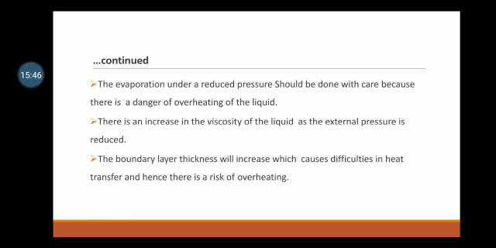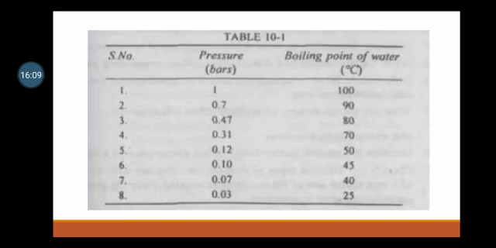Evaporation under reduced pressure should be done with care because there is a danger of overheating of the liquid. There is an increase in the viscosity of the liquid as the external pressure is reduced. The boundary layer thickness will increase, which causes difficulties in heat transfer, and hence there is a risk of overheating. This is the relationship between pressure and boiling point of water. This table shows in detail the relationship between pressure in bars and the boiling point of water.